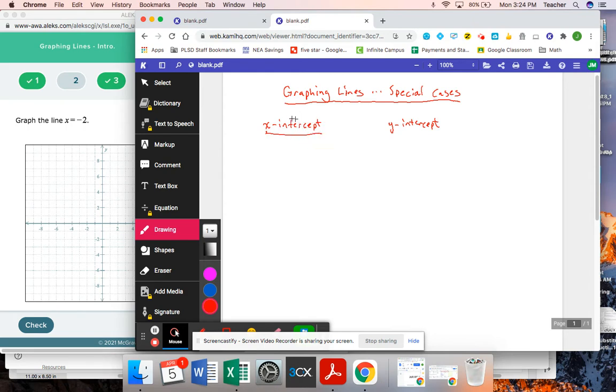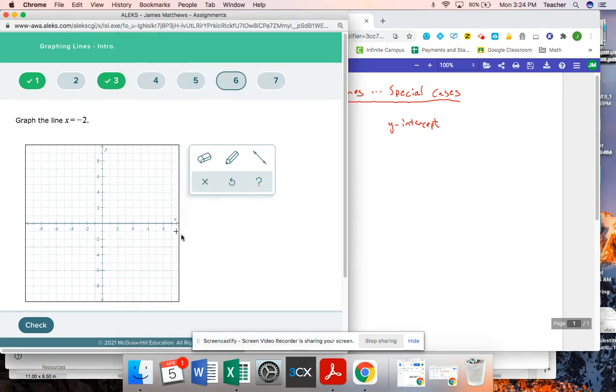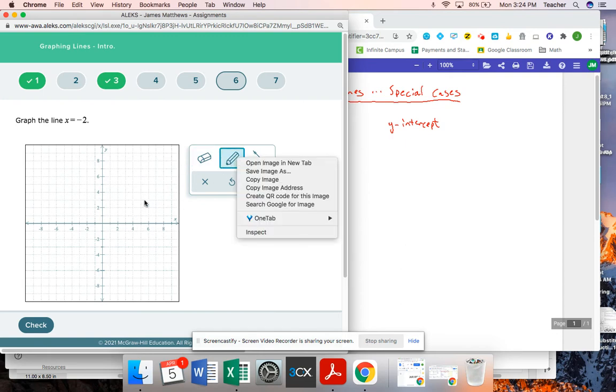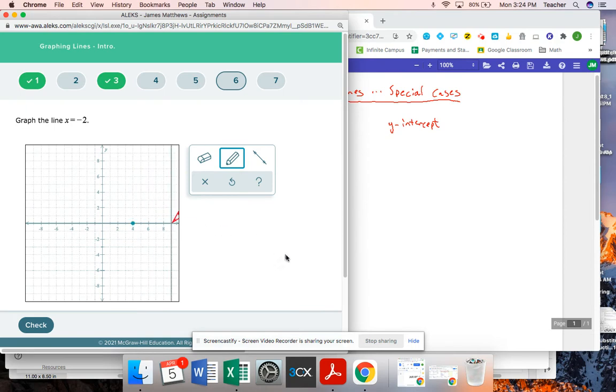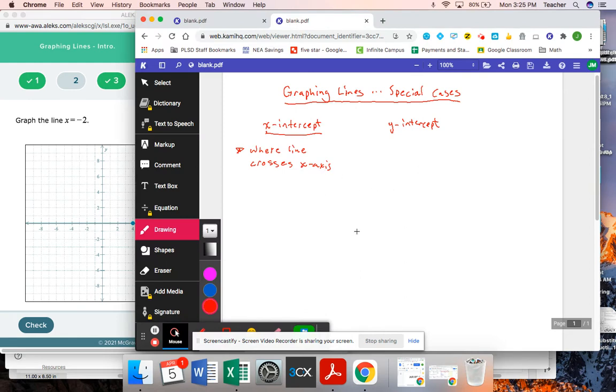It's where the line intercepts or crosses the x-axis. So let me say that: where the line crosses the x-axis. Now remember, the x-axis goes left to right. So wherever it crosses the x-axis, it crosses it at a point. So let's just say, and I'm making this up, I just see one here. What if I clicked on this point and I put a point right there? That would be the x-intercept. Now, not for this particular problem, but I'm just showing you that.